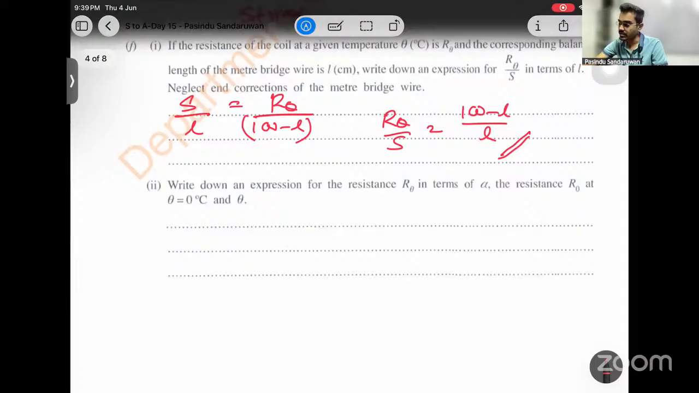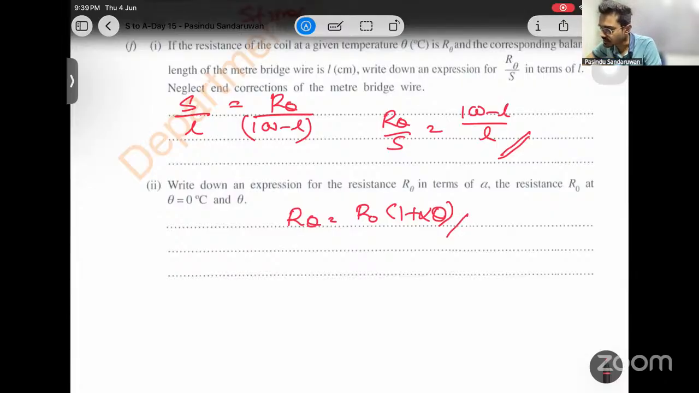Next, write down an expression for the resistance R theta in terms of alpha. The resistance R naught at theta equals 0 degrees Celsius, and theta. Very straightforward because we have only one equation in our syllabus which has a relationship between temperature and resistance. That is R theta equals R naught times 1 plus alpha theta. Right? That's it. Very straightforward.